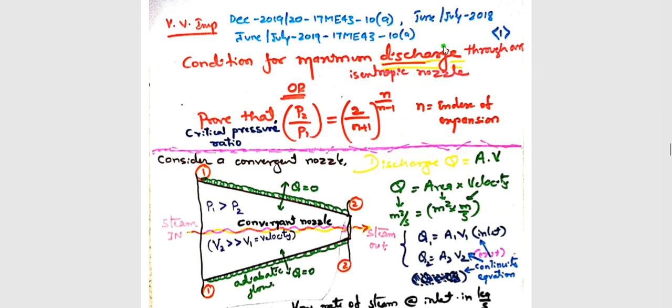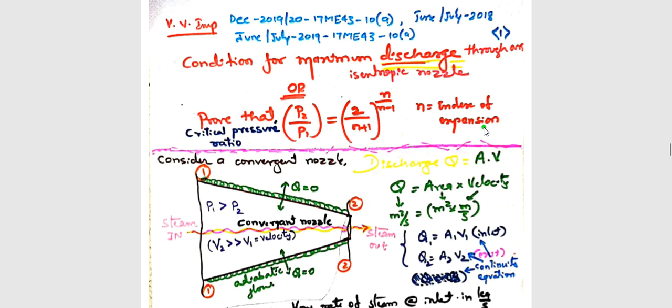If you refer to the previous question paper for June July 2018, the question is asked in a different way: prove that P2 by P1 is equal to (2 by n plus 1) to the power of n by n minus 1. Here n is the index of expansion. Why he used the word index of expansion in the question paper is, we already studied in the previous classes that when the fluid or steam flows through the nozzle, expansion takes place.